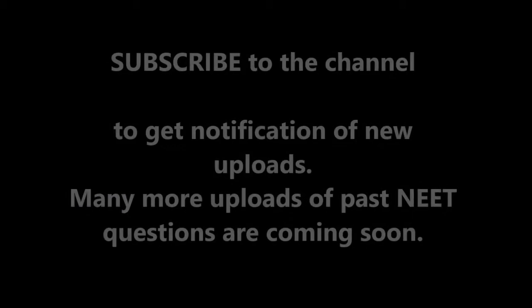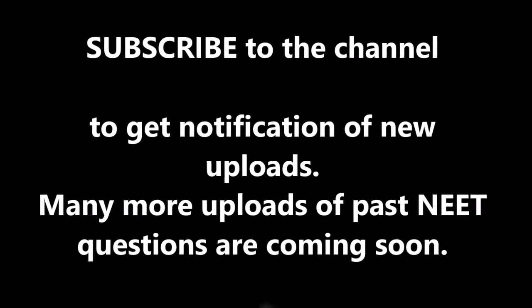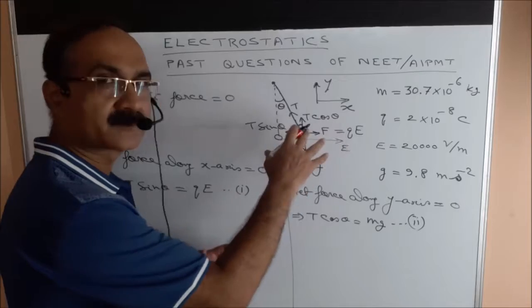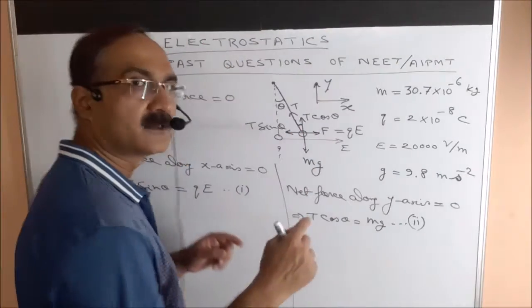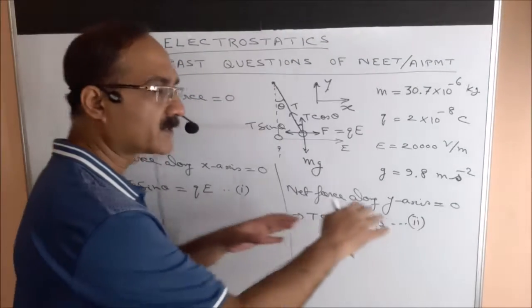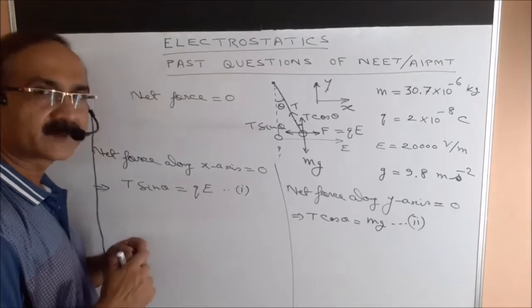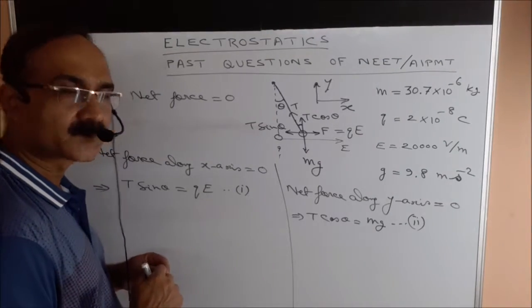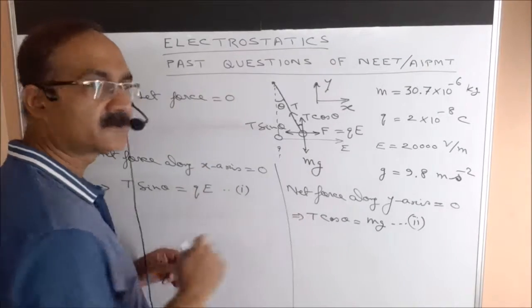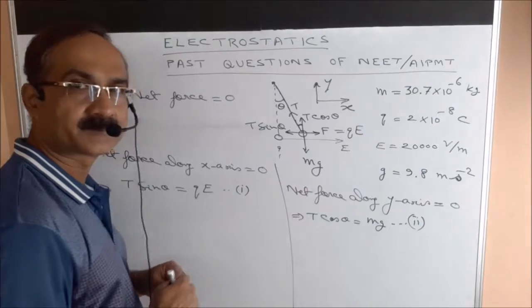So in a situation like this, these are the common equations. You will always get these two equations. Now, decide what we have to find. In this question, we have to find T, the tension. So we have to eliminate theta. M, G, Q, E all are given.